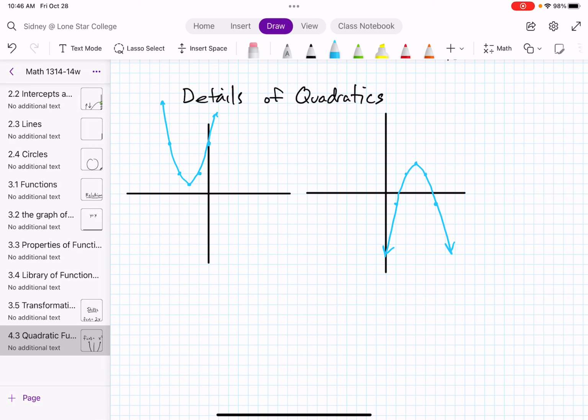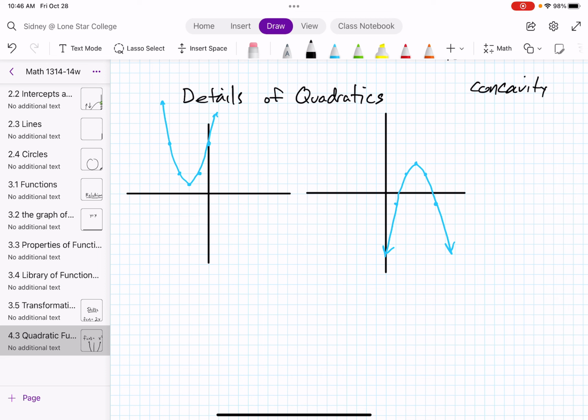In this video, we're going to look at some of the details of quadratics. So one of the details we talk about, one of the things we identify in quadratics is what's called concavity. Concavity. So where is the cave? Where is this opening up towards?